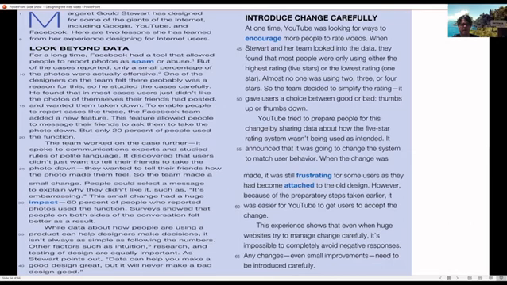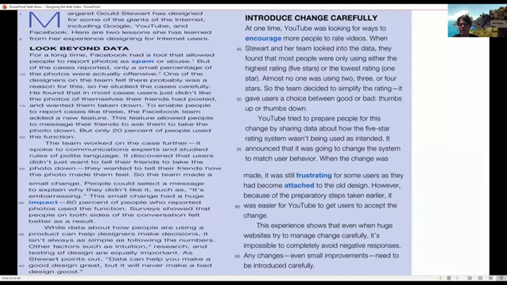While data about how people are using a product can help designers make decisions, it isn't always as simple as following the numbers. Other factors such as intuition, research, and testing of design are equally important. As Stewart points out, data can help you make a good design great, but it will never make a bad design good. Introduce change carefully. At one time, YouTube was looking for ways to encourage more people to rate videos. When Stewart and her team looked into the data, they found that most people were only using either the highest rating, 5 stars, or the lowest rating, 1 star. Almost no one was using 2, 3, or 4 stars. So the team decided to simplify the rating. It gave users a choice between good or bad, thumbs up or thumbs down.